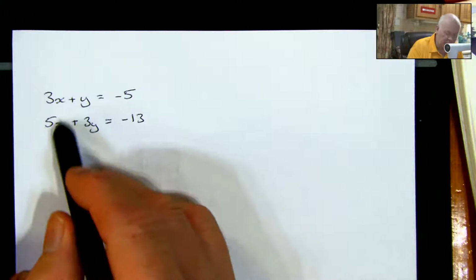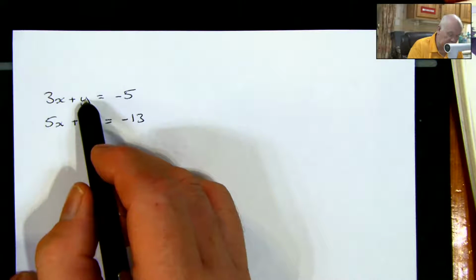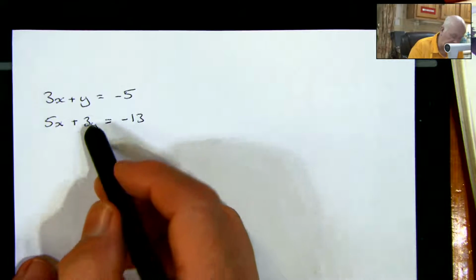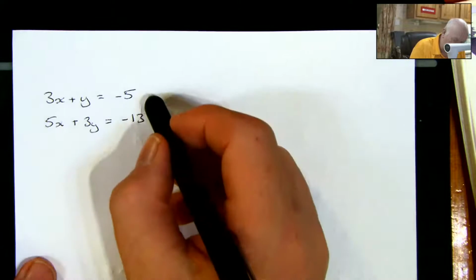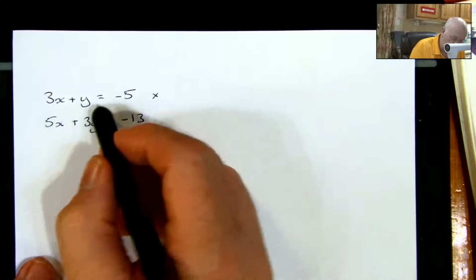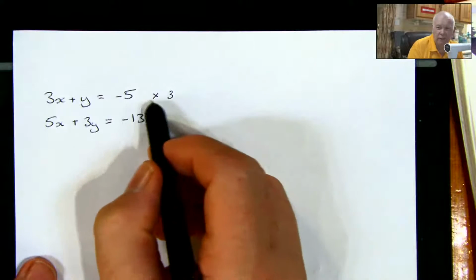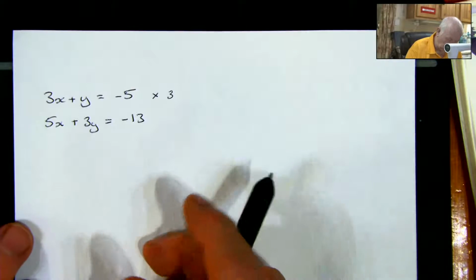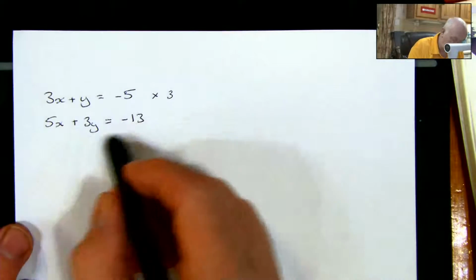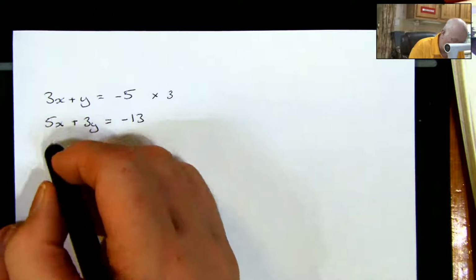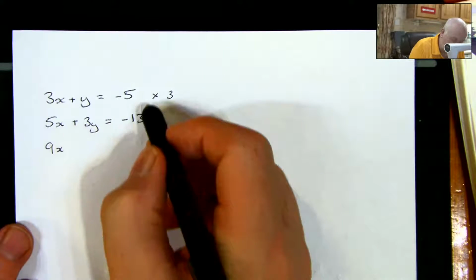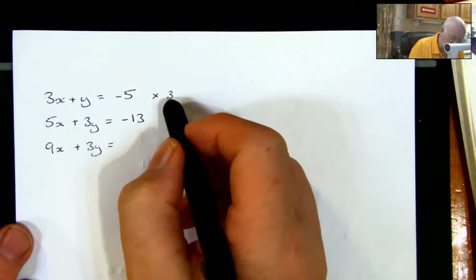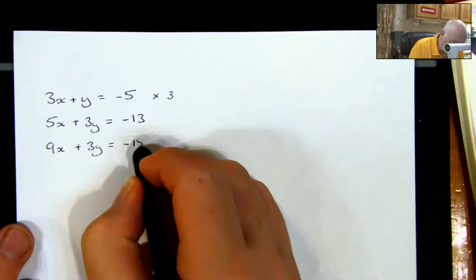I've got to eliminate one of these, and it looks like multiplying that one by 3 is an easy way of doing it. So let's do that. So let's multiply this one by 3. Now I write these things down here because I'm trying to let the examiner know what I'm doing, or your teacher, in fact. Here we go. So 3 3s, this is going to give me 9x plus 3y equals minus 15.